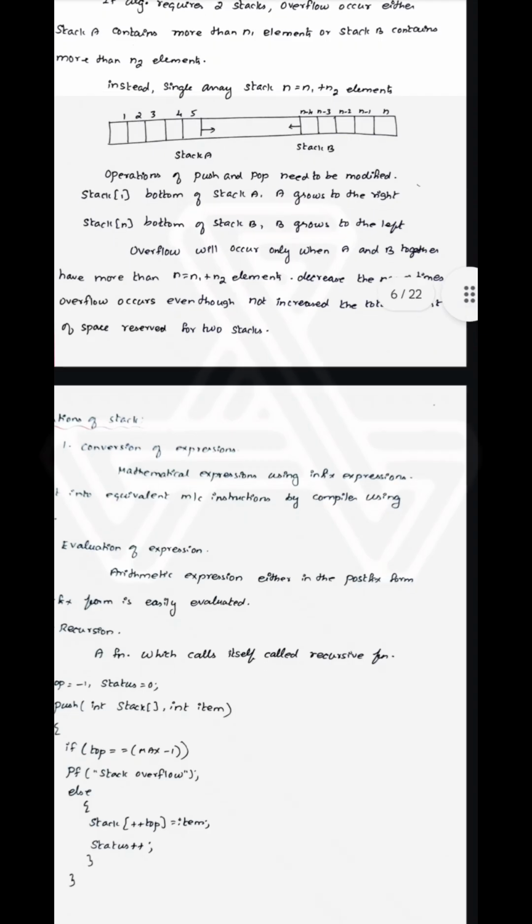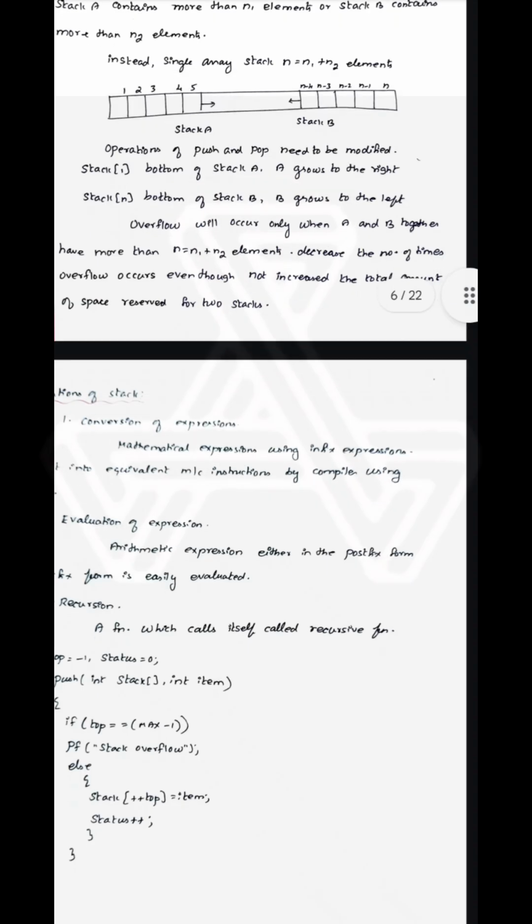The operations of push and pop need to be modified. Stack 1: the bottom of A grows to the right. Stack n: the bottom of B grows to the left.